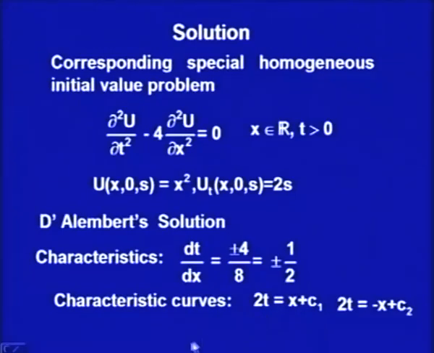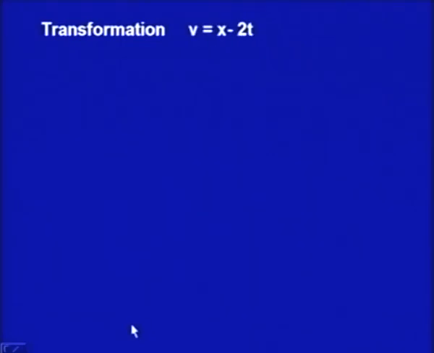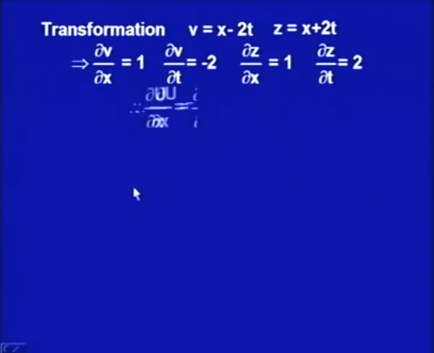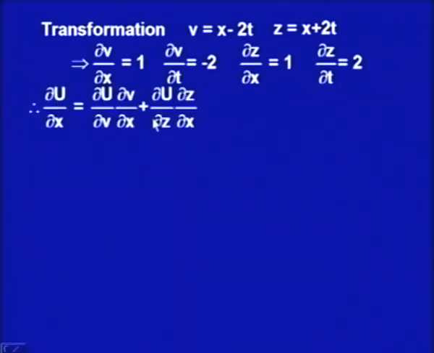From here we can transform it using the transformation v as x minus 2t and z as x plus 2t. We are changing it to the canonical form. So, for this we do know that del v over del x would be 1, del v over del t is equal to minus 2, del z over del x would be 1, del z by del t would be 2. Using the chain rule, del u over del x we could write as del u over del v times del v over del x plus del u over del z times del z over del x. Just putting del v over del x as 1 and del z over del x as 1, we get del u over del v plus del u over del z.